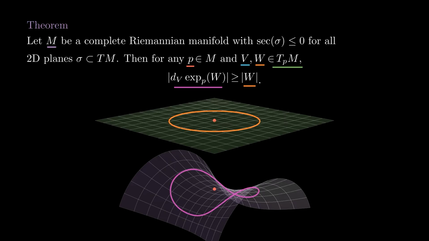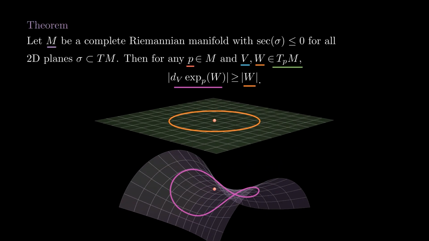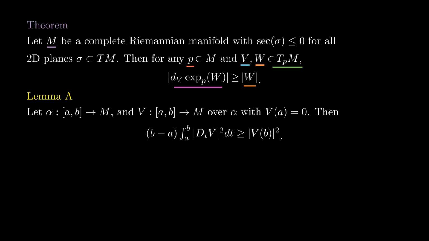In other words, the differential of the exponential map cannot decrease the length of any vector. Another way to interpret this is that if we have a curve on the tangent plane, when we apply the exponential map to it, the length of the curve can only increase. Before we prove the theorem, we need a couple of lemmas. The first one is valid in any Riemannian manifold.